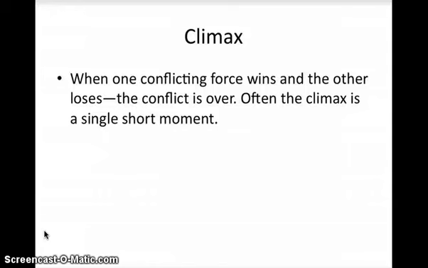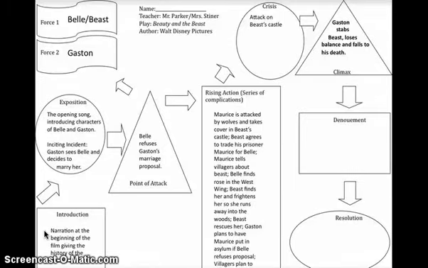Often the climax is a single short moment. In Beauty and the Beast, it's when Gaston stabs the beast, loses his balance, and falls to his death.